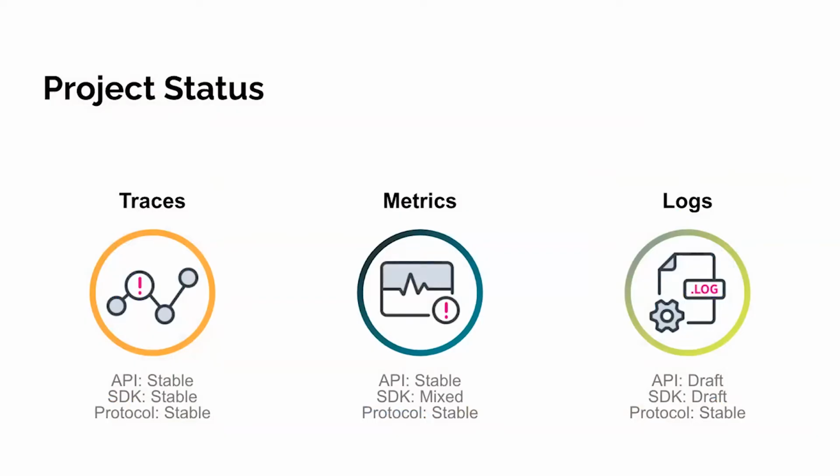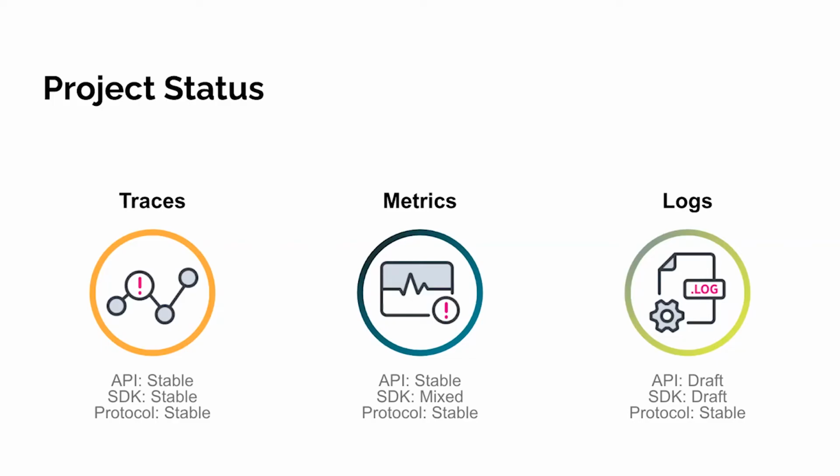Now, in terms of the project status, the way that OpenTelemetry looks at it is through the different signals. Today, the three primary signals are traces, metrics, and logs. And then there are subcategories for each of them, primarily around the API, the SDK, and the protocol. For tracing and distributed tracing, everything is fully stable today. There are lots of people using this in production environments at scale. It is ready to go, so you can definitely use it.